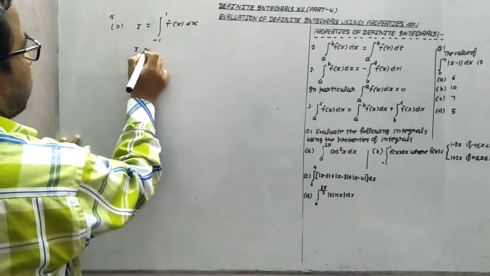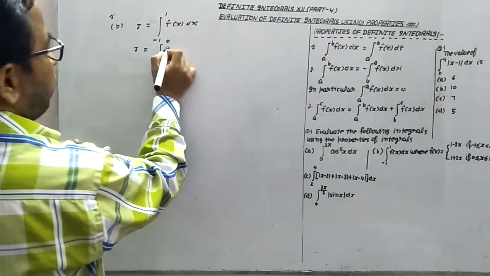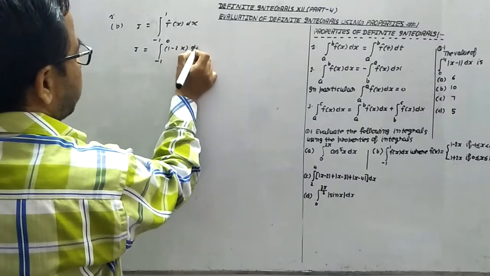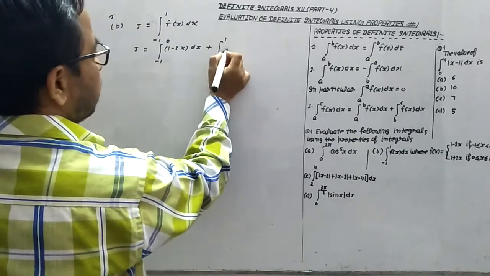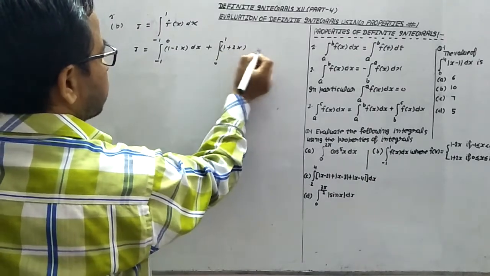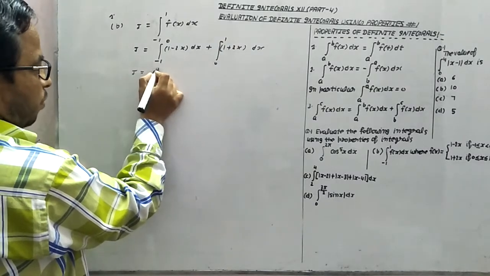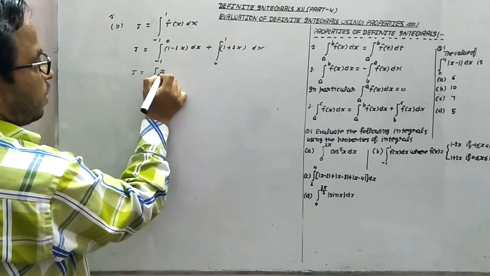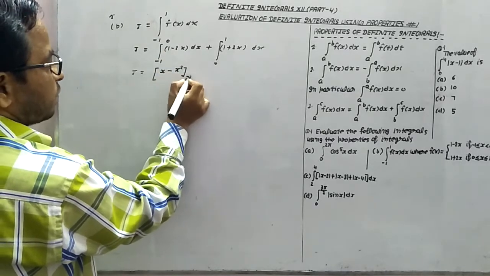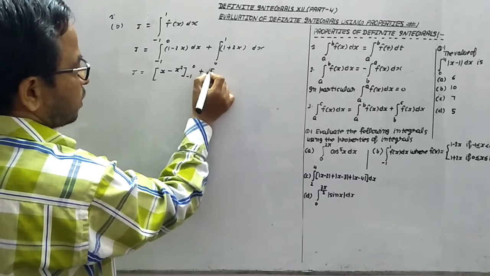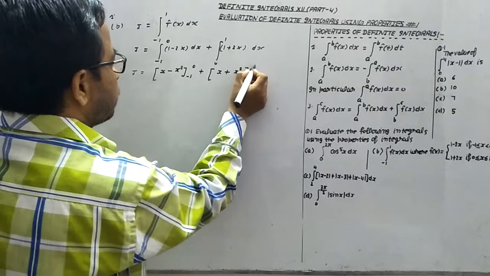We can say I is equal to integration minus 1 to 0, what is the function, (1 minus 2x) dx, plus integration 0 to 1, what is the function, (1 plus 2x) dx. In this way we have to split this. Now we will calculate. First we do the integration. What is the integration of 1? x only. This is minus x^2 by 2, the 2 cancels out, from minus 1 to 0, plus what is the integration of 1? x, plus x^2, from 0 to 1.